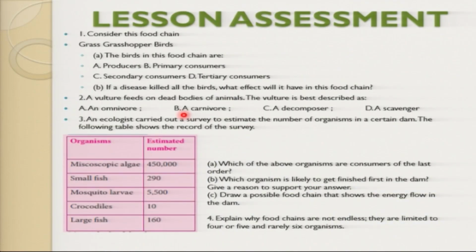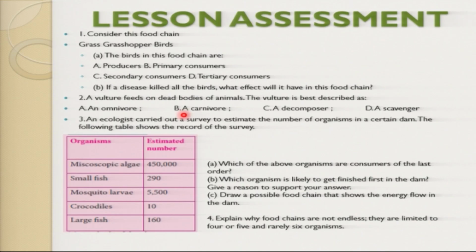Lesson assessment. Consider this food chain: grasshopper, birds. The birds in this food chain are A, producers; B, primary consumers; C, secondary consumers; D, tertiary consumers. If a disease kills all the birds, what effect will it have in this food chain? Number 2, vultures feed on dead bodies of animals. The vulture is best described as an omnivore, carnivore, decomposer, or scavenger.